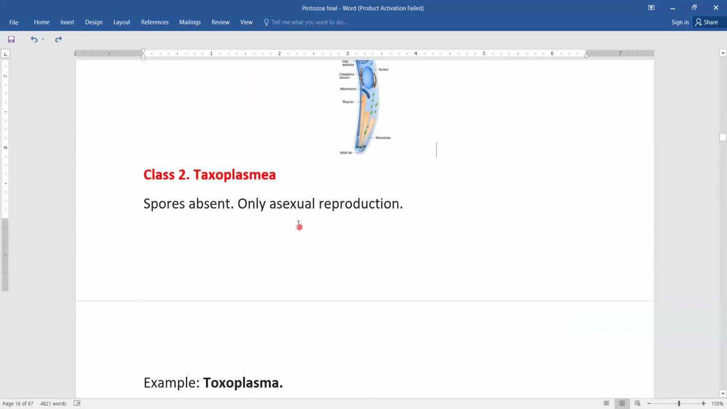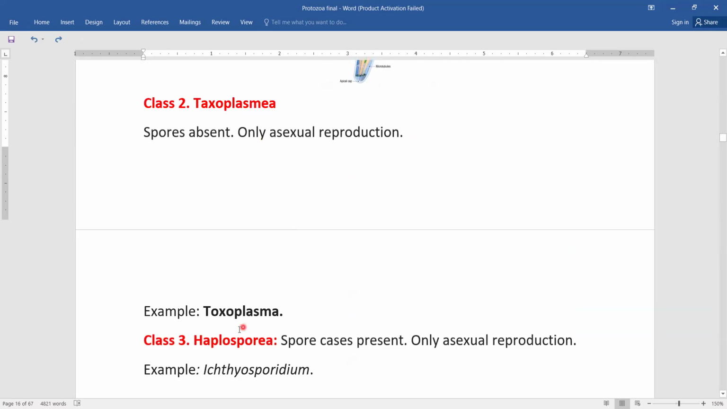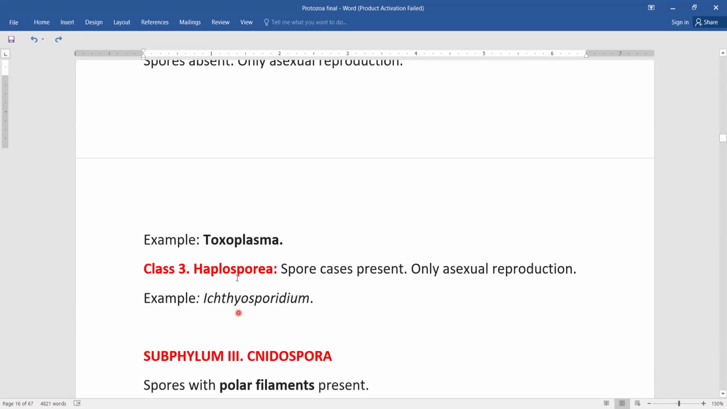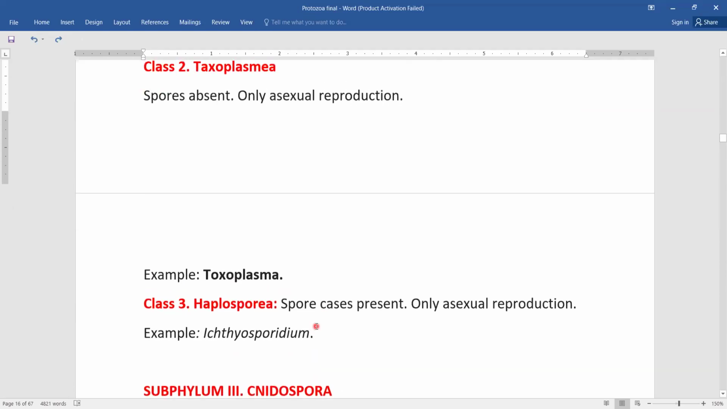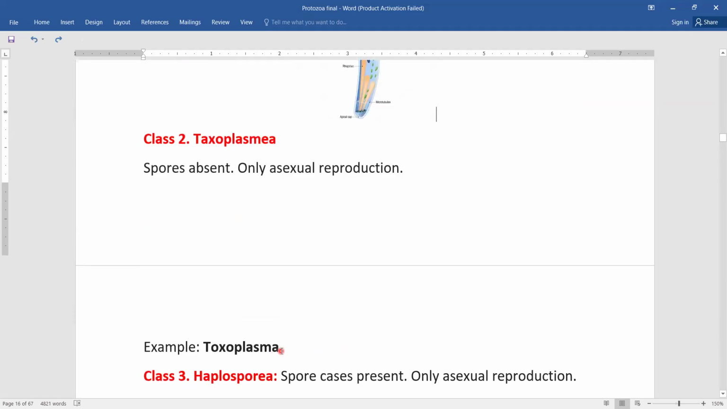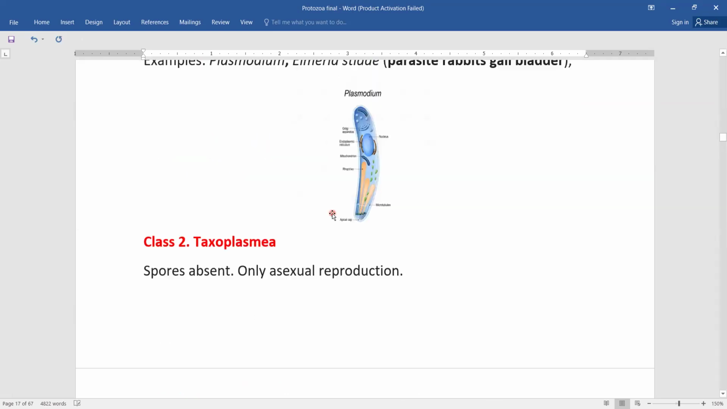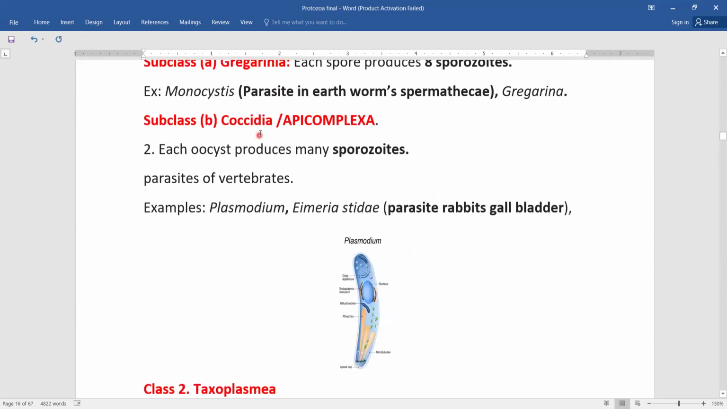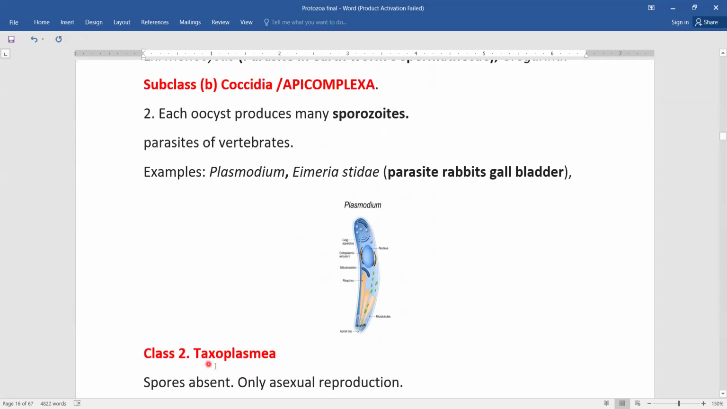Okay, another class, Toxoplasmia. Spores are absent, only sexual reproduction occurs. Example, Toxoplasma. And the third class is Haplosporia. Spore cases are present, only asexual reproduction occurs. Example, Ichthyosporidium. Toxoplasma, its full name is Toxoplasma gondii. It is also an endoparasite in vertebrates. So that is about Toxoplasmia.